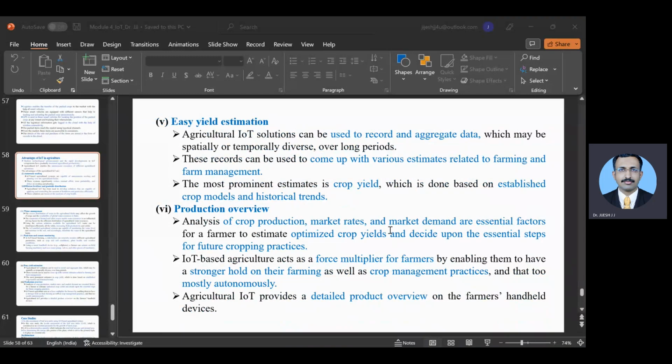Then production overview also is the next thing, where the analysis of market rate, market demand, and optimum crop yields all decides the future process, and it is very important for any farmer. And force multiplier means the stronghold of their farming, crop management.